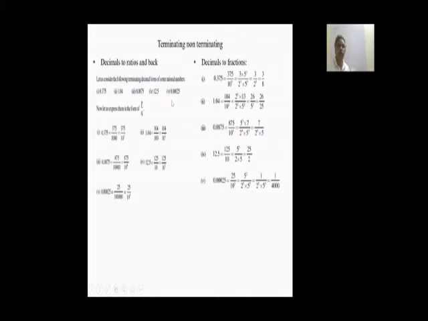When I convert to a fraction, I will put 0.375 over 1000. When I simplify it, it is 375 by 10 cube. 1.04 is 104 by 10 square. 0.875 is 875 by 10 to the power 4. 12.5 is 125 by 10 to the power 1, because 12.5 is divided by 10.